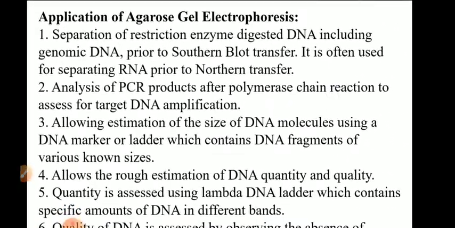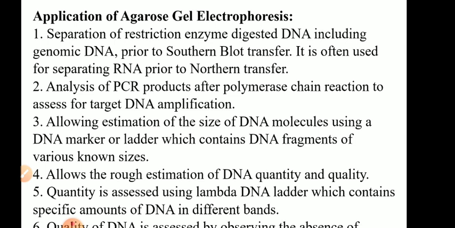What are the different applications of agarose gel electrophoresis? Separation of restriction enzyme digested DNA. That is, restriction digestion of the DNA is performed, and the digested DNA can be separated and visualized by agarose gel electrophoresis. Genomic DNA isolation, plasmid DNA isolation, prior to Southern blot transfer, and used for separating DNA prior to Northern blotting. Analysis of PCR product after polymerase chain reaction to assess target DNA amplification can be done by agarose gel electrophoresis, allowing the estimation of the size and molecular weight of the DNA molecule.